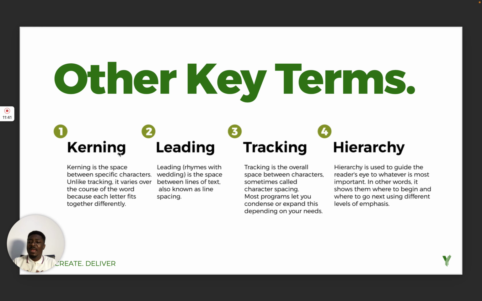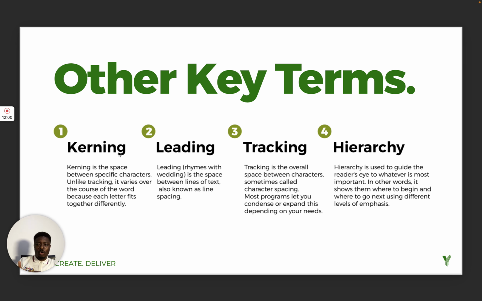Now, hierarchy is so important. Hierarchy is used to guide the reader's eyes. For example, you're looking at this slide right now. Other key terms, hierarchy. When we're talking about kerning, we didn't make kerning as big as other key terms. That's hierarchy there. Big, small, small, small, small.